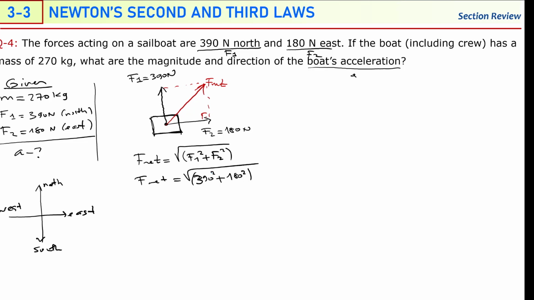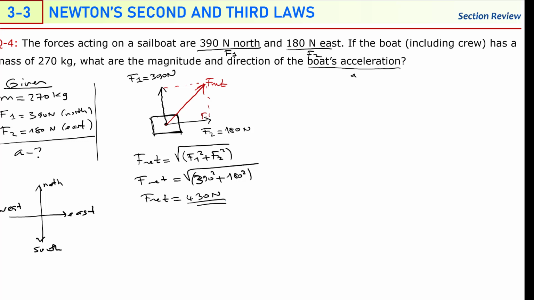So root of bracket 390 squared plus 180 squared, close the bracket, answer equals 429, almost 430. So F net, the force acting on the boat, is equal to 430 newtons. Now we got the net force. We are going to calculate the direction and magnitude of the acceleration.